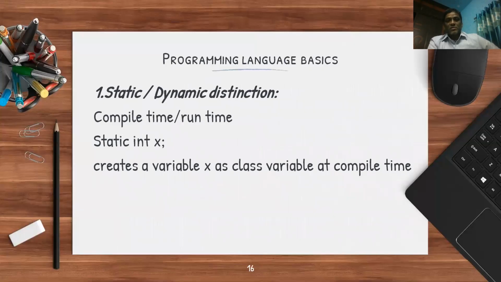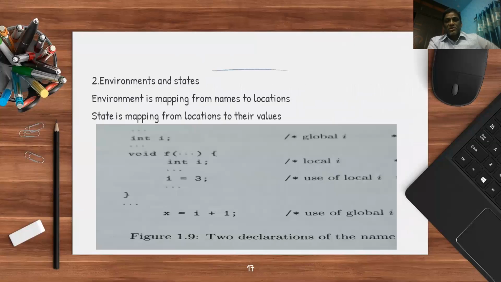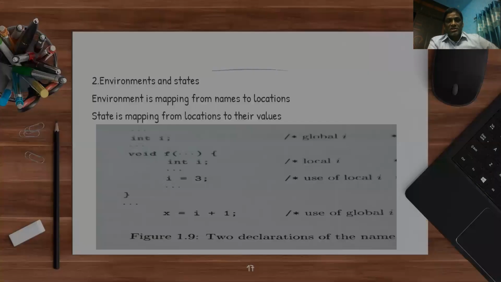And then we discussed programming language basics. The first one is the static or dynamic distinction. Static is treated as compile time, dynamic as runtime. Then we learned about environments and states. Environment is a mapping from names to locations. State is a mapping from locations to their values. Based on the global or local environment, the values change.